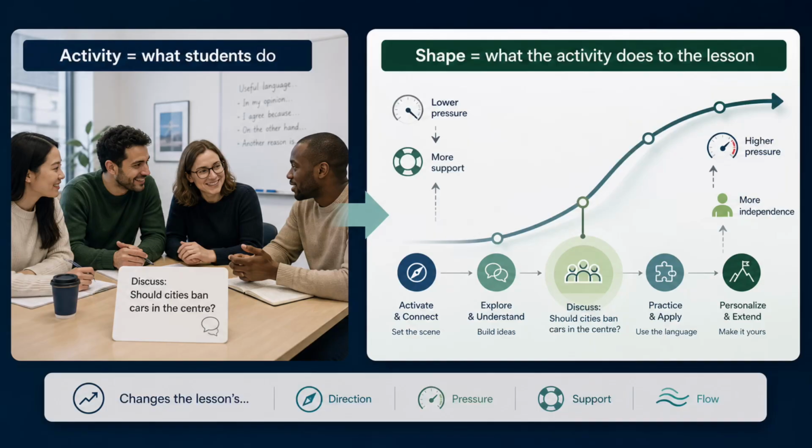Here is the simplest definition. A lesson shape is the journey learners go through. So it is the sequence of support, challenge, attention, feedback, and confidence. An activity is what students do. A shape is what that activity does to the lesson.